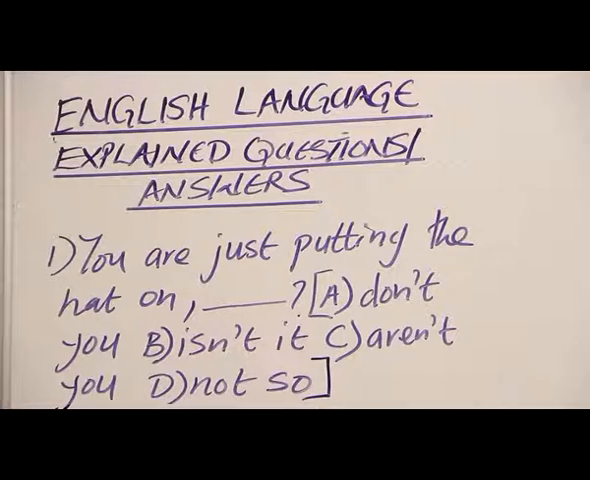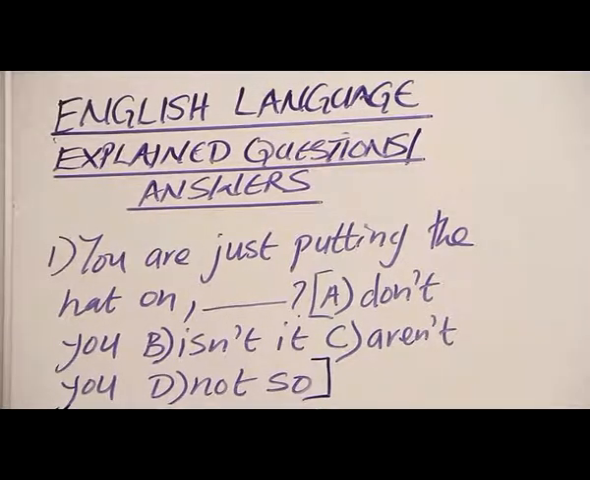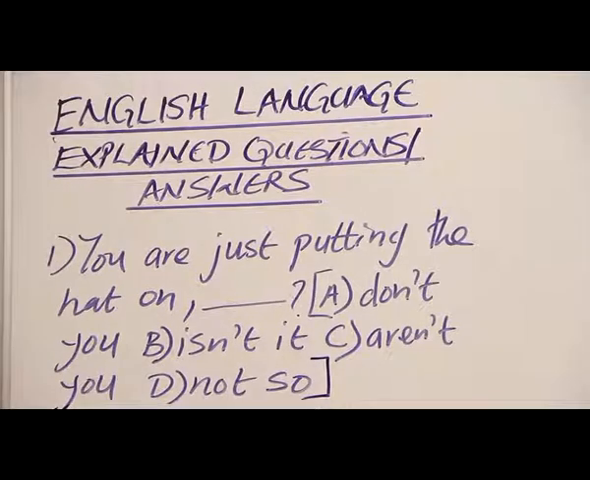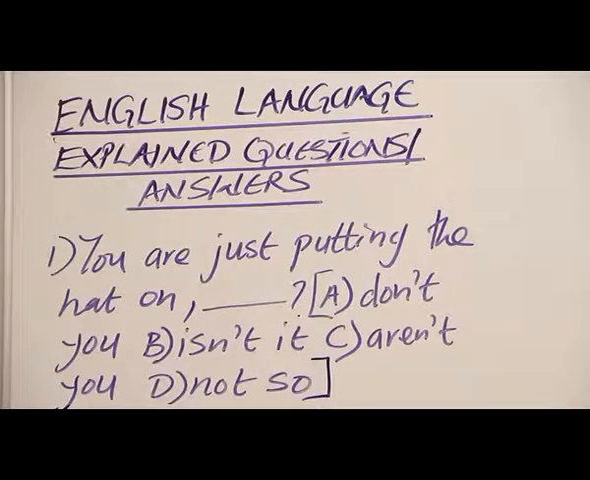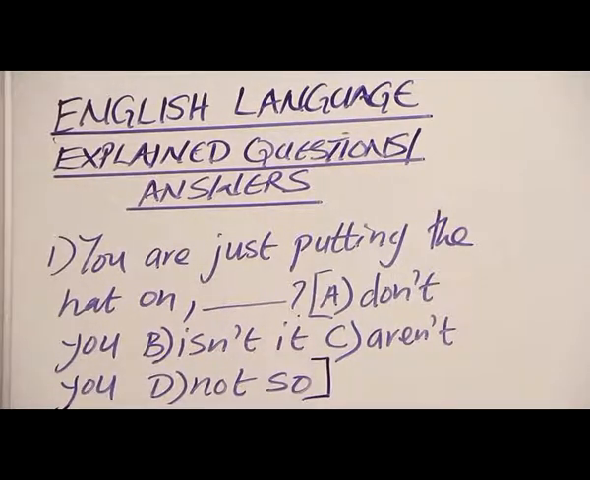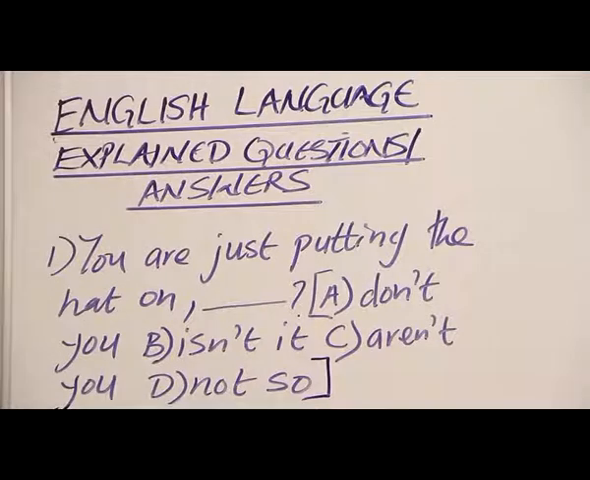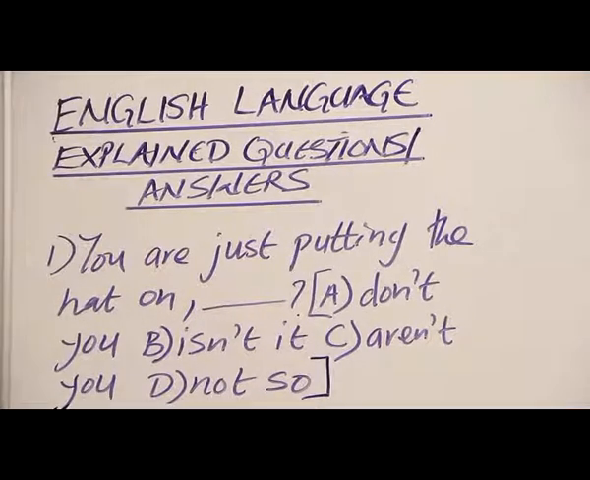Now, let us look at some explained questions and answers, taking practical questions now. Question number one, you are just putting the hat on. Then, the question is to supply the tag. We have options. You are just putting the hat on, don't you? That's A. B, isn't it? You are just putting the hat on, isn't it? And then C, aren't you? You are just putting the hat on, aren't you? And then D, not so. You are just putting the hat on, not so.